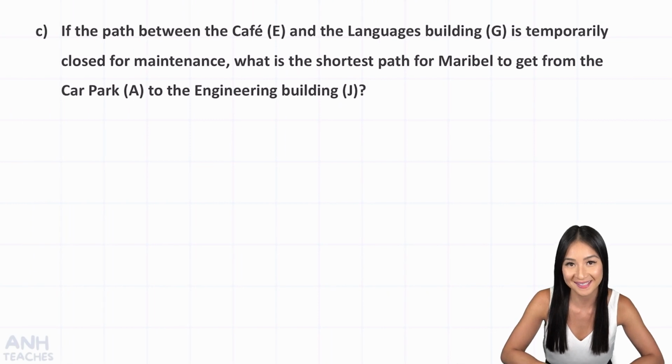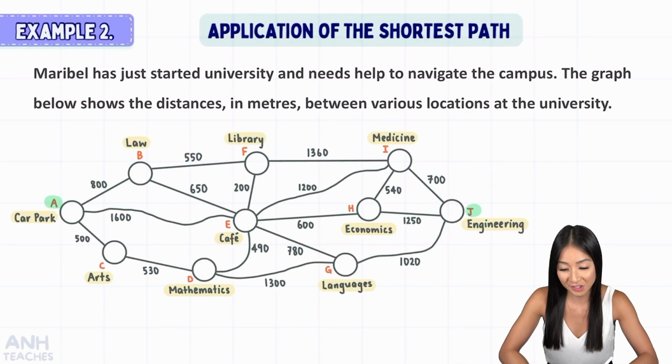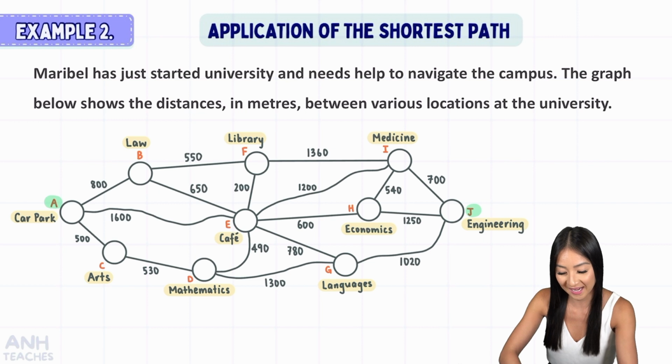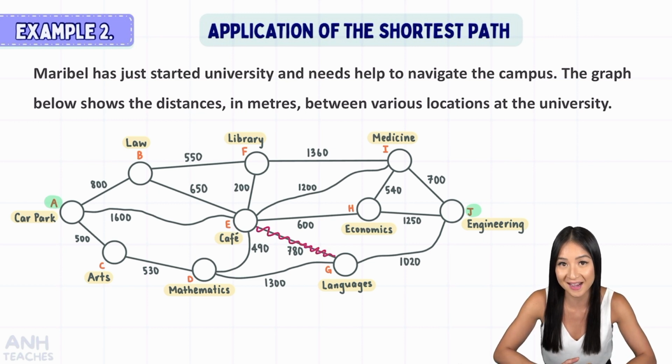Okay, let's move on to part C. If the path between the cafe, E, and the languages building, G, is temporarily closed for maintenance, what is the shortest path for Maribel to get from the car park, A, to the engineering building, J? Okay, so unfortunately, the path from E to G is now closed. I'm going to scribble that out to make sure that I don't accidentally use it.